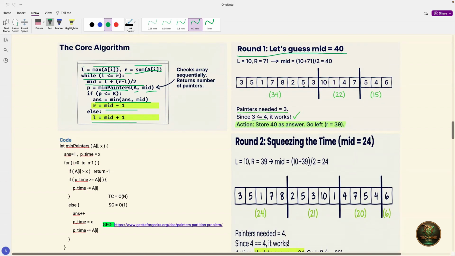So if you keep on counting till here, it will be 34. And after that, this 10 will make it 44. But we have 40 amount of time for each painter. So this painter will paint from here to here. So that will be like 34 units of time this painter will take.